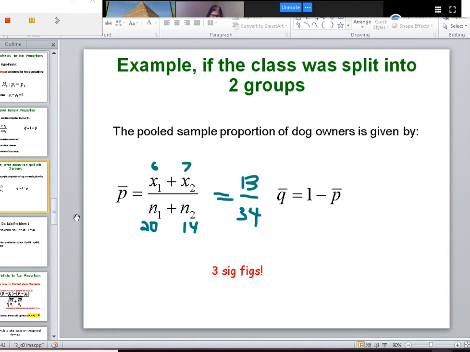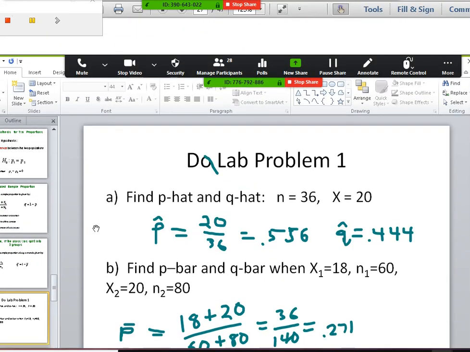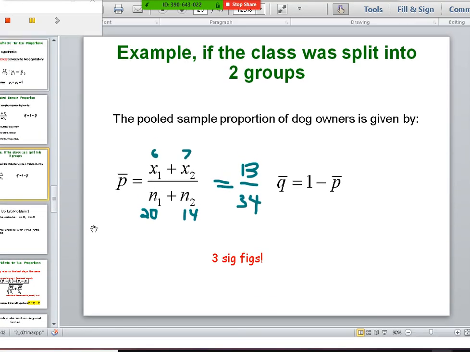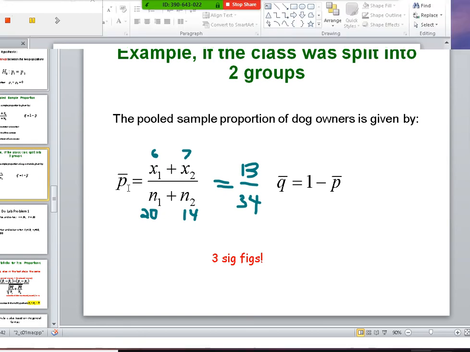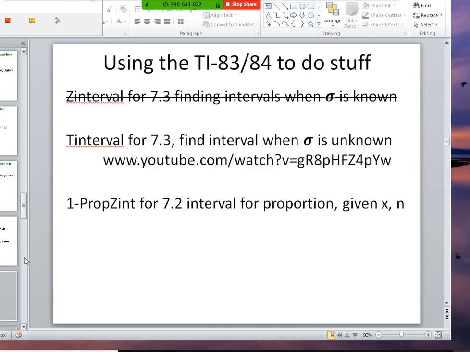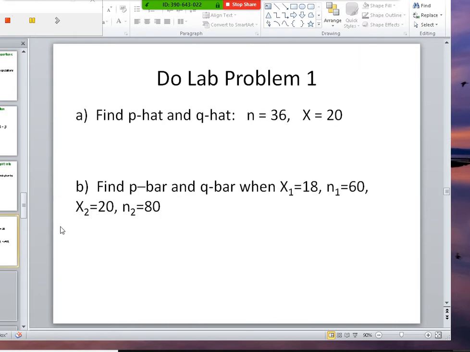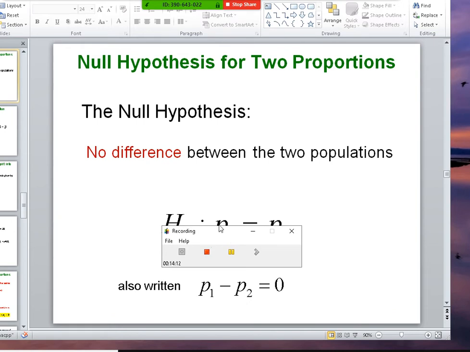So why don't you guys go ahead and do lab problem number 1. And if you don't have your notes for whatever reason, then here is lab problem number 1. There. All right, so just take a minute and do lab problem 1. Welcome back.